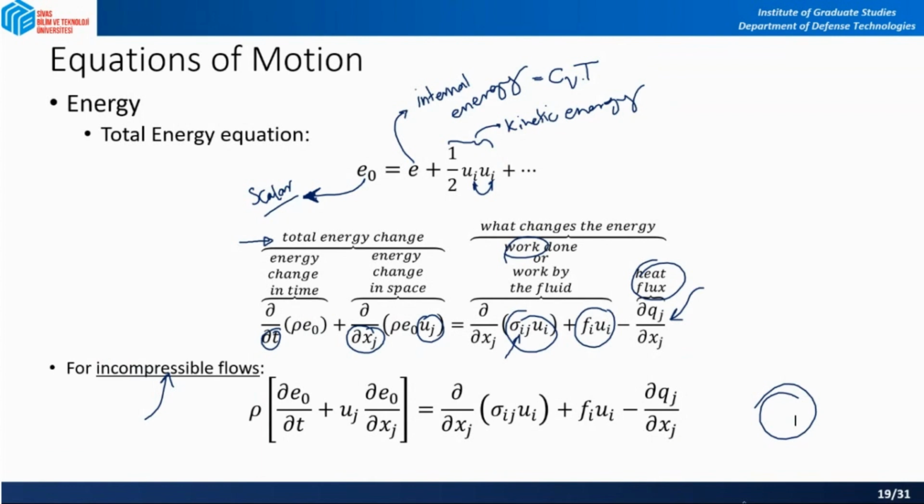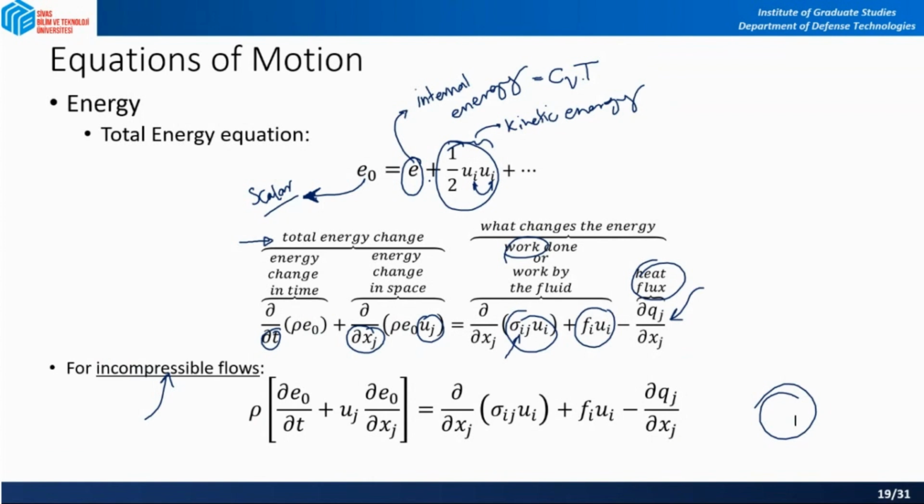Okay, we saw the general energy equation in here. E0 is e plus half of ui ui. So it has two terms. Can I actually derive a separate equation only for conservation of internal energy and then one separate equation for the conservation of kinetic energy? This is the question right now. I want to separate the energy equation into two. Why do I want to do it?